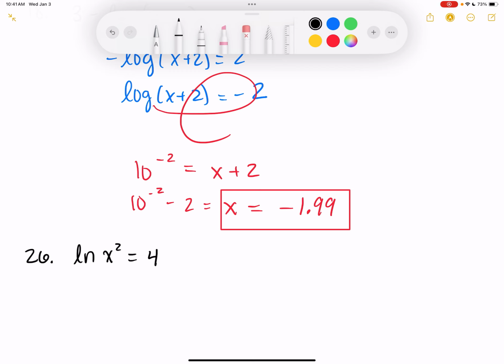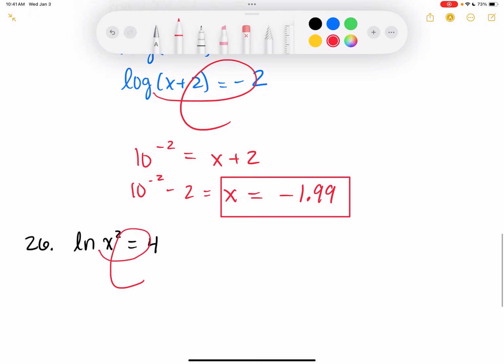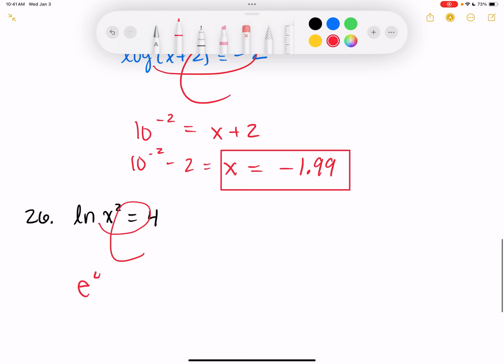Any suggestions on how I should think about this one? Or what I should do? I have a log. How might I go about solving it? Can you do the L thing? Or no? Well, I have a log, so I need the e. Because ln is log base what? E. So I'm going to have e to the 4th is equal to x squared.